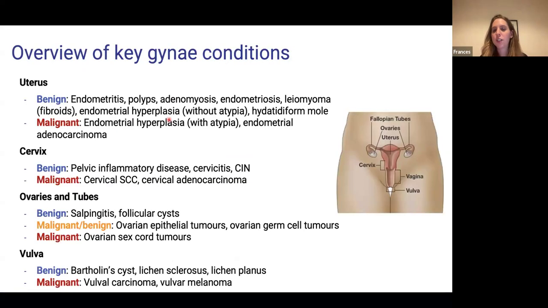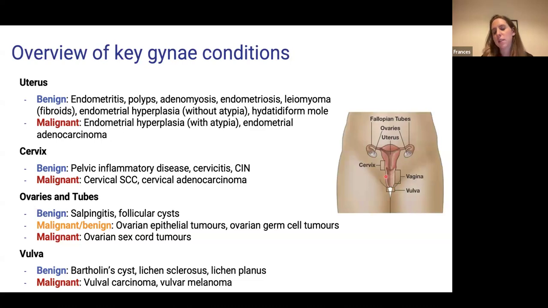So gynae, I've just split it up based on the different reproductive organs. Obviously the uterus has benign and malignant pathologies. This is the central part. The bottom of the uterus is essentially called the cervix. Then you have your fallopian tubes, your ovaries. Your vagina connects the outside external genitalia, so the vulva, to the cervix and the uterus. So that's the canal there.